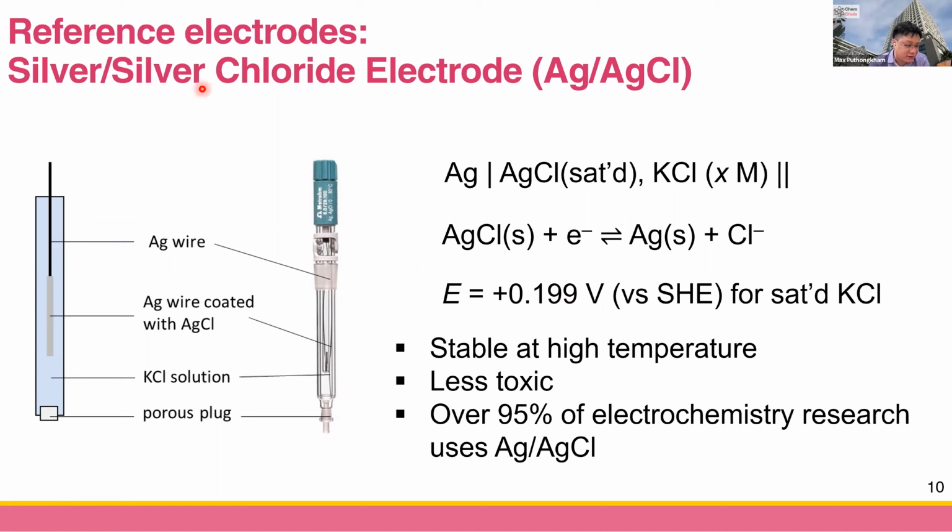And the advantage of the silver chloride electrode compared to the calomel electrode is that silver chloride, of course, is stable at higher temperature, and it is less toxic. I didn't say that it's non-toxic, but it is less toxic than mercury. And if you read the electrochemistry research, or if you go to purchase electrochemical equipment, over 95% use the silver chloride electrode. But it's still important to know both electrodes. So is there any question on these two electrodes?